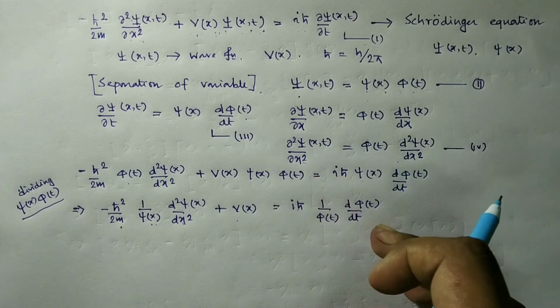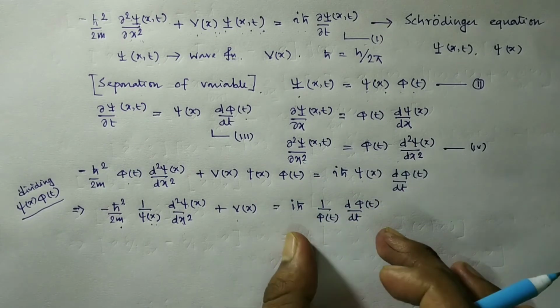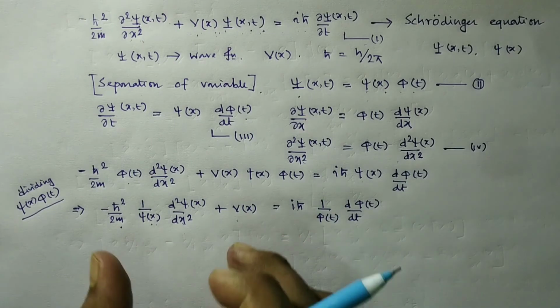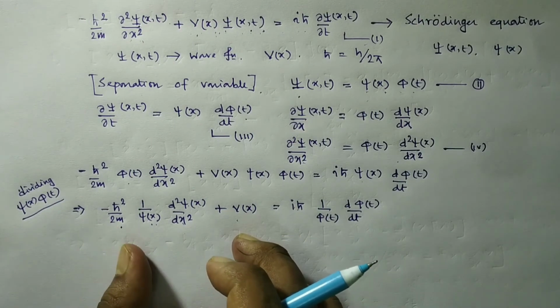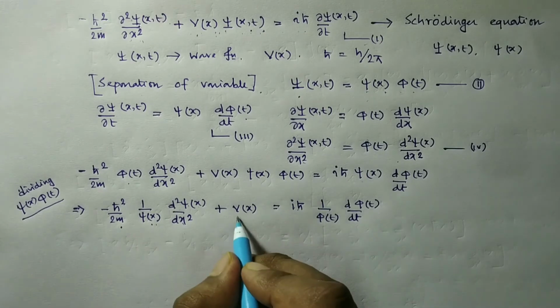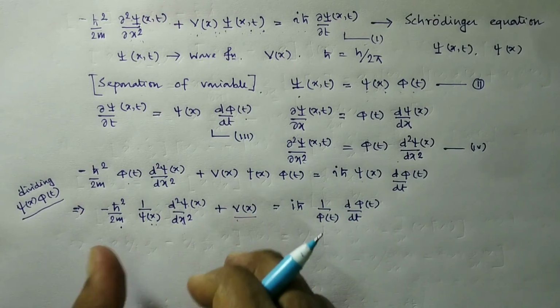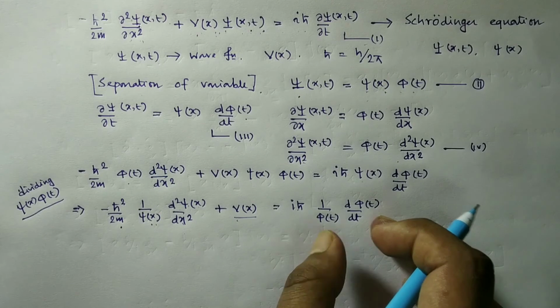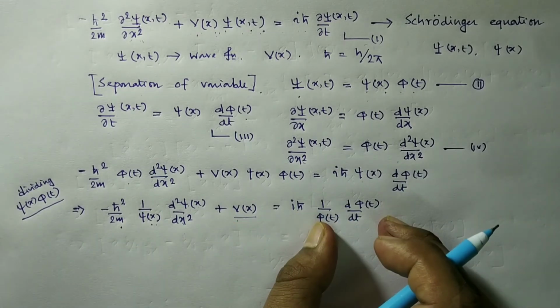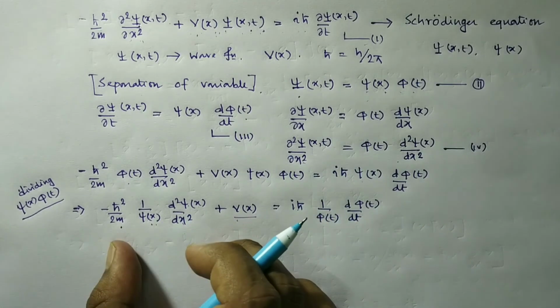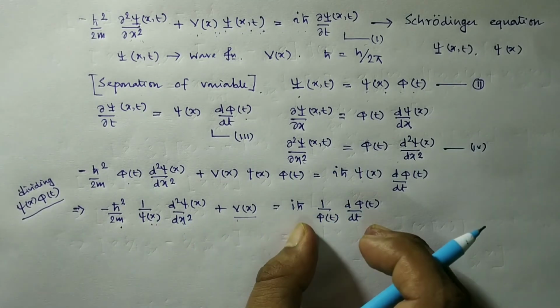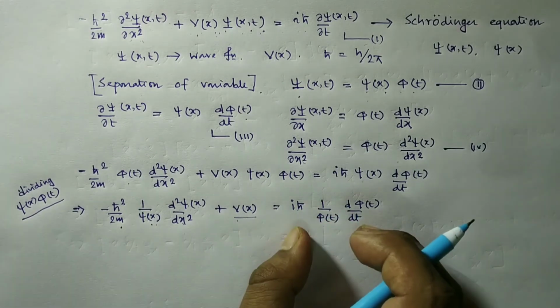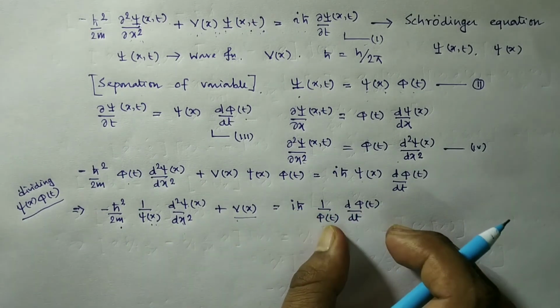Here this is a function of time in the right hand side, and in the left hand side this is a function of x alone. We also already assumed that V is only a function of x. So the left hand side is only a function of x and the right hand side is only a function of time. This is only possible when both sides are constant.